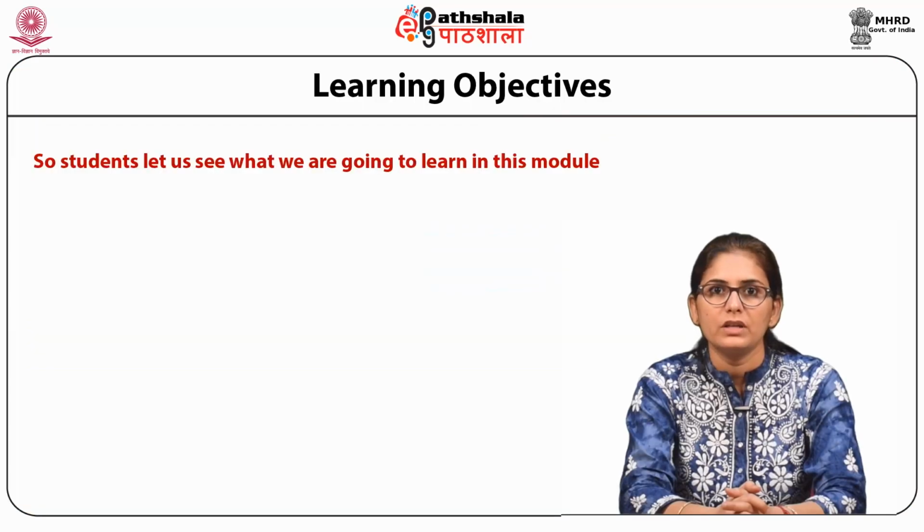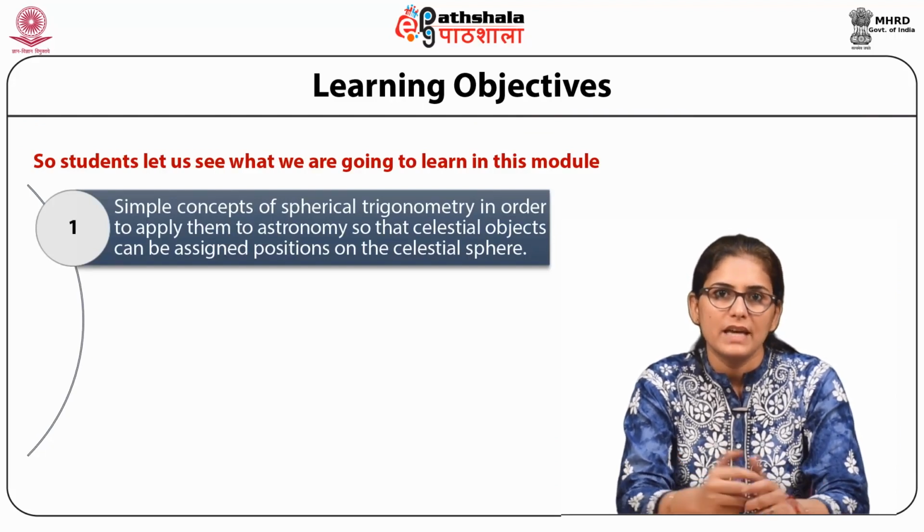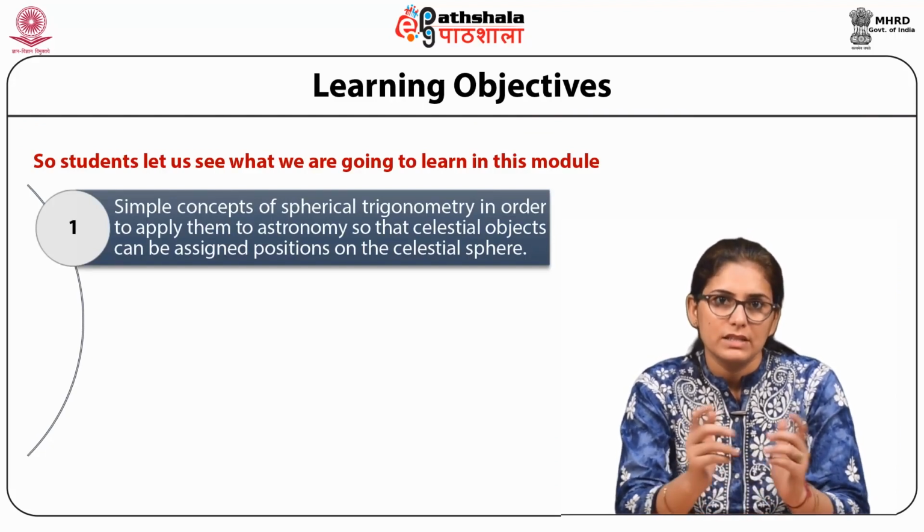Today we are going to talk on the module Different Astronomical Coordinate Systems under the paper Astronomy and Astrophysics. After completing this module, the students will be able to understand the simple concepts of spherical trigonometry in order to apply them to astronomy, so the celestial objects can be assigned positions in the celestial sphere.